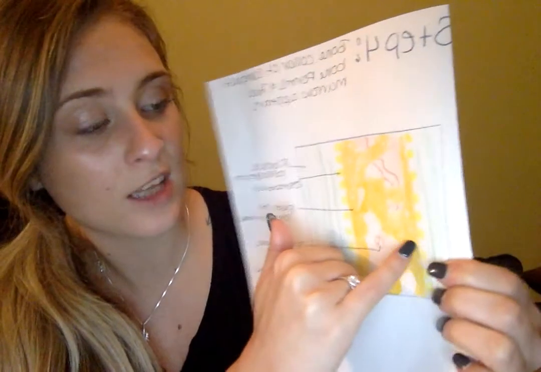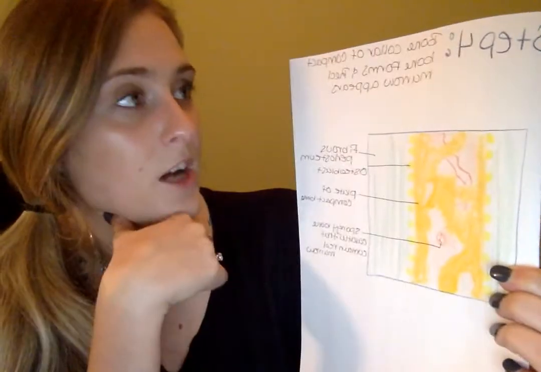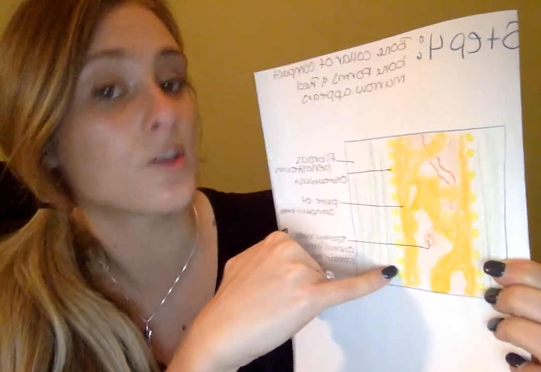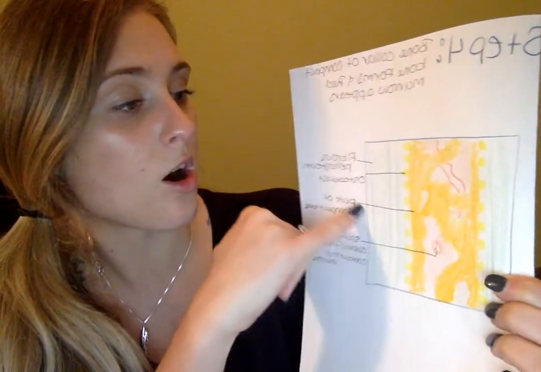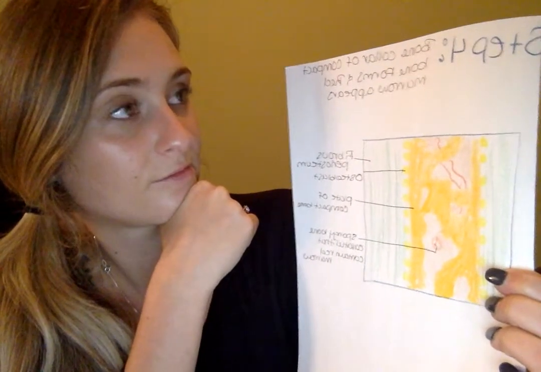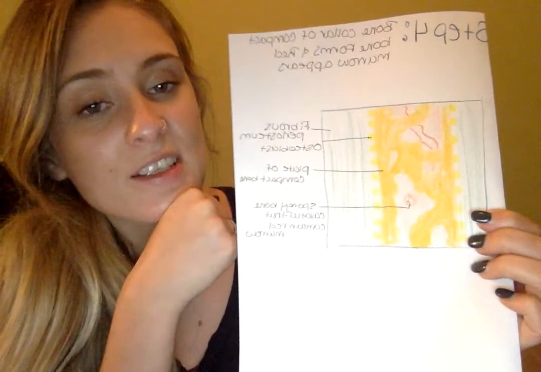We have the outside layer, the yellow part. This is the plate of the compact bone. And we still have on the outside here those yellow dots, which, if you remember, are the osteoblasts on the outside. So that is stage 4.